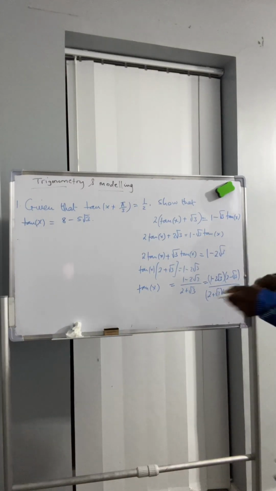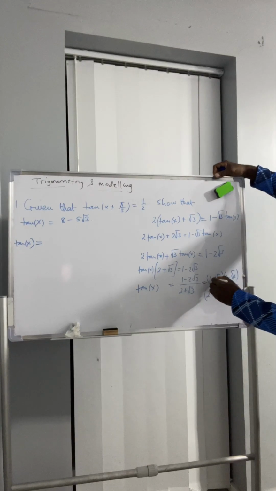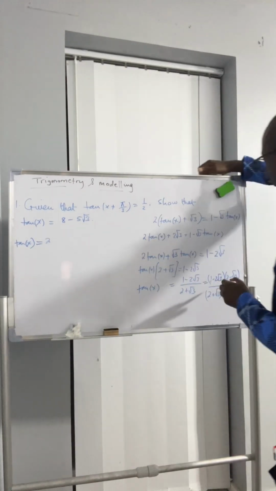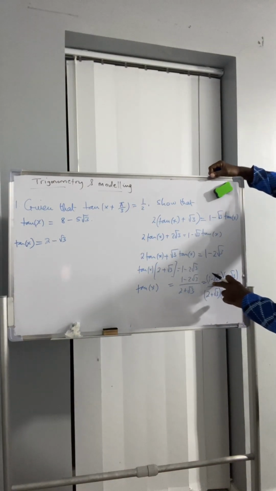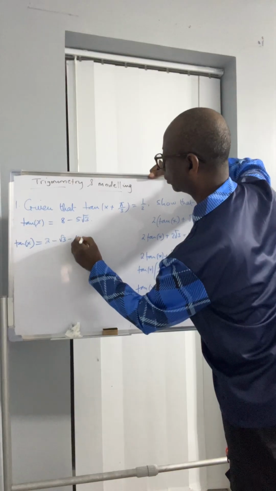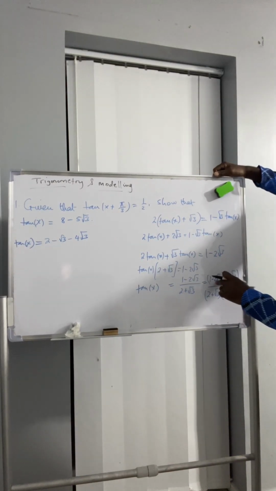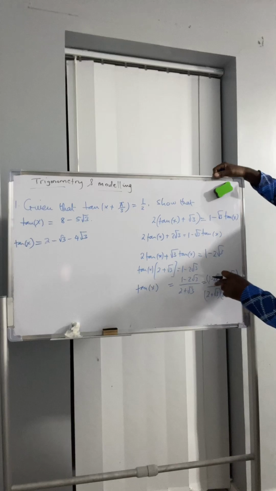So we expand this. We now have tan x equals, 1 times 2, you get 2. 1 times minus root 3 gives minus root 3. Then minus 2 root 3 times 2 gives minus 4 root 3. Then minus 2 root 3 times minus root 3: when you multiply the same root, root 3 times root 3, you get 3, because the square and the square root cancel. So 2 times 3 is 6, and the signs give plus 6.